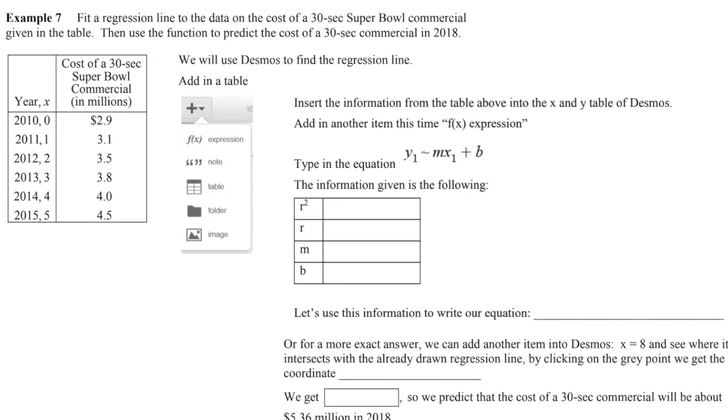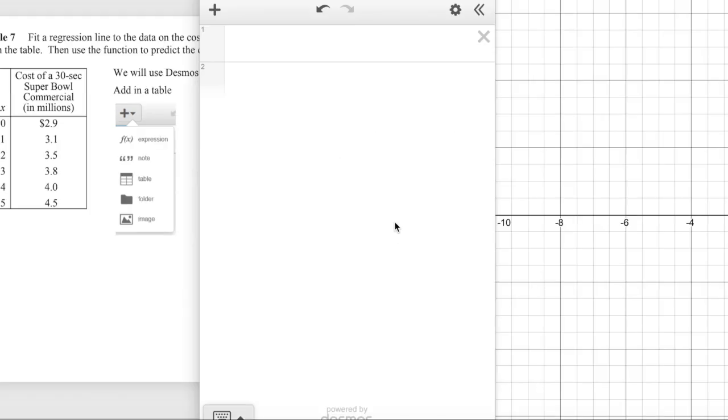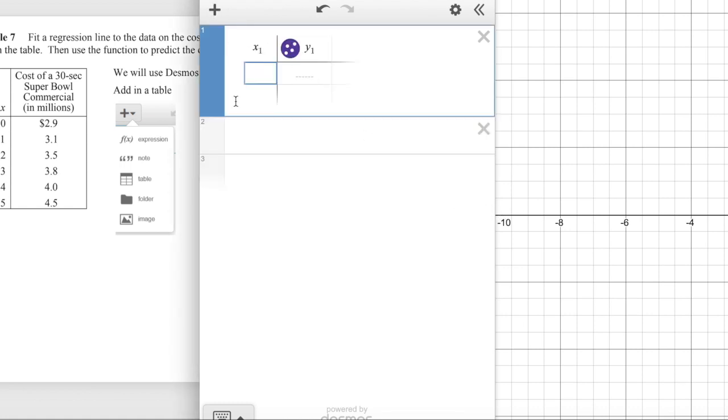This can be a tedious process, so what we're going to do is talk about a regression line and how we can use Desmos to find that regression line for us. So here we have the exact same data, and I'm going to pull up Desmos here, and I'm going to show you how we can do this. On the left, we have our table, and on the right, we have a portion of the Desmos screen. We would like to add our own table.